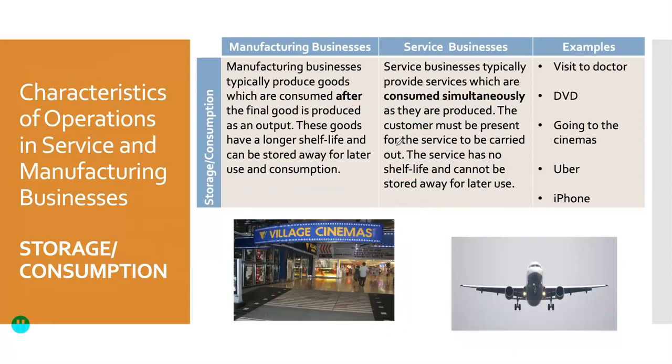Our next key characteristic difference is the level of storage or consumption. Can the good be stored for later consumption? Now, manufacturing businesses typically produce goods that are consumed after the good is produced, and hence they have a longer shelf life that can be stored away for later use and are consumed at a later date, often when the customer decides to. These are often goods that have best before dates, and as we have used chocolate as an example, you buy it and then you can store it often for months before consuming it.